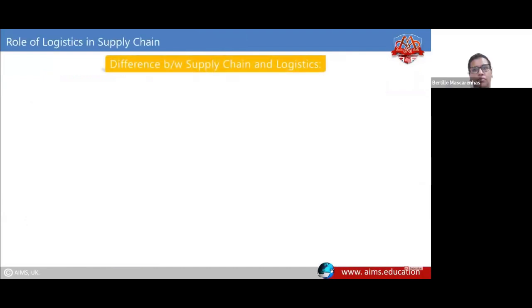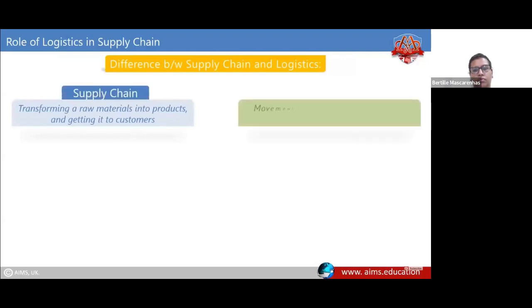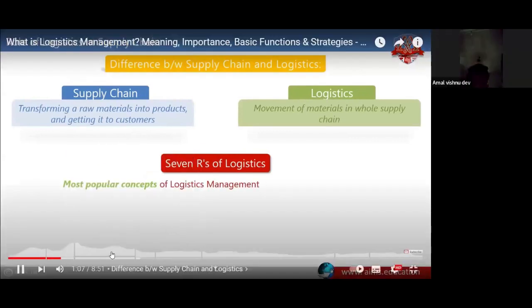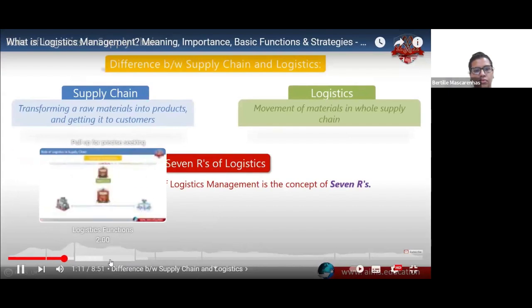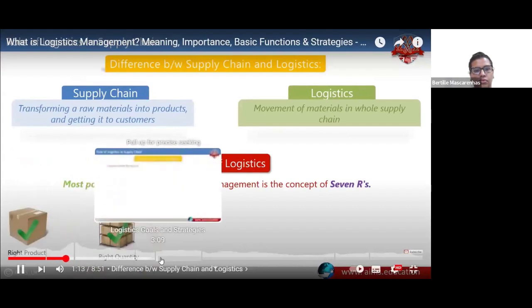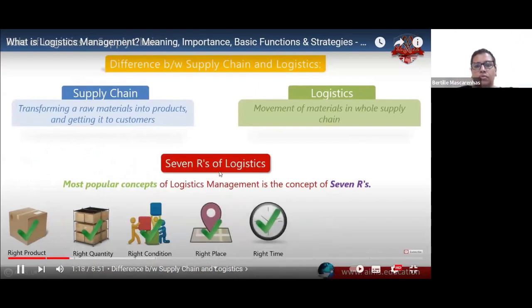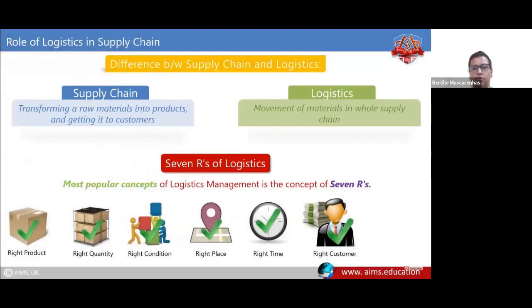Difference between supply chain and logistics. Transforming a raw material into products and getting it to customers is supply chain, whereas movement of materials in the supply chain is logistics. The 7 R's of logistics. The most popular concepts of logistics. Getting the right product in the right quantity, in the right condition, at the right place, at the right time, to the right customer, and at the right price.